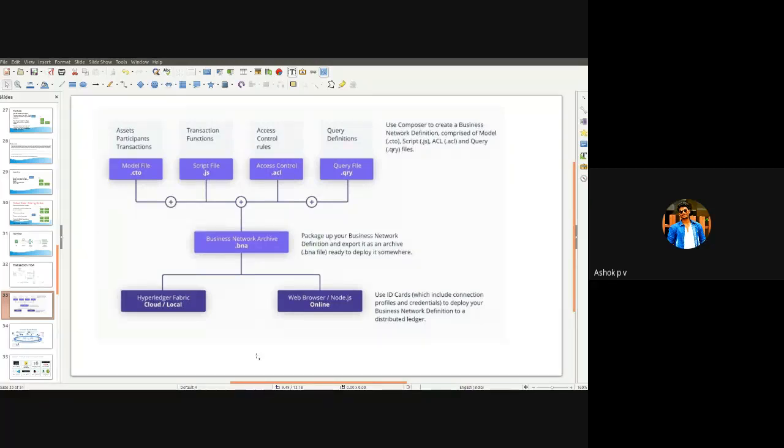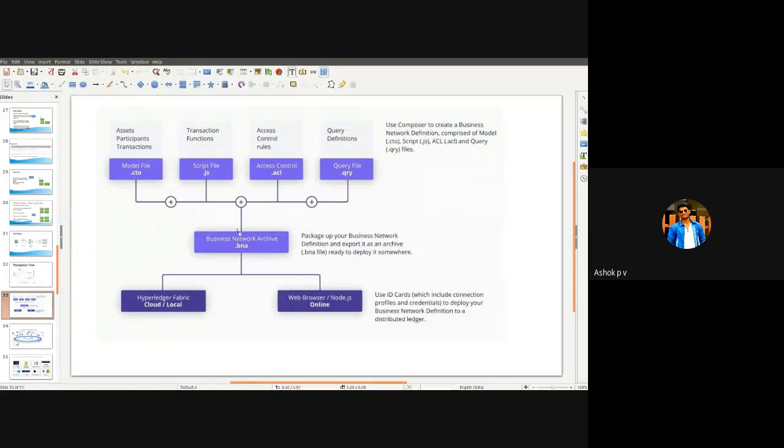Coming to that part, in Hyperledger Composer, you have four different files that are important to be created as business network definitions. One is the assets, participants and transactions contained in the model file, which uses the .cto file extension for creating those models. And you have the transaction functions, which I told you are in JavaScript, used to create transactions, whether to update an asset, create an asset or delete a particular asset. So it uses the script file.